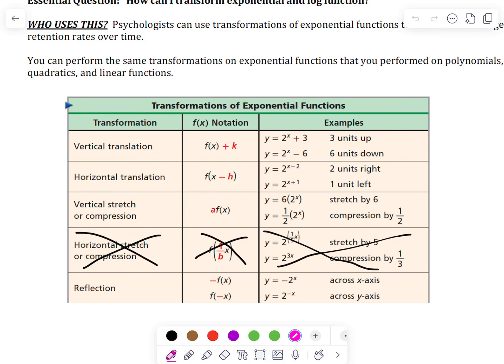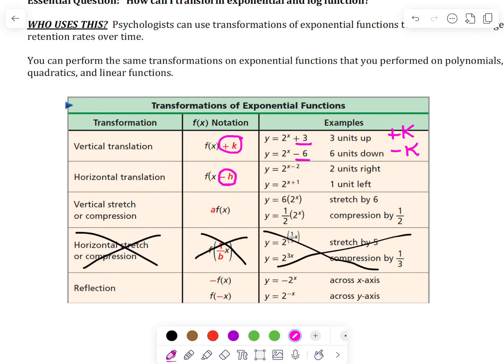If it's a plus k, it's going to move it up. If it's a minus k, it's going to move it down. So plus k moves it up, minus k moves it down. The next transformation is horizontal translation. Those are moving it left or right. So those happen inside the function.